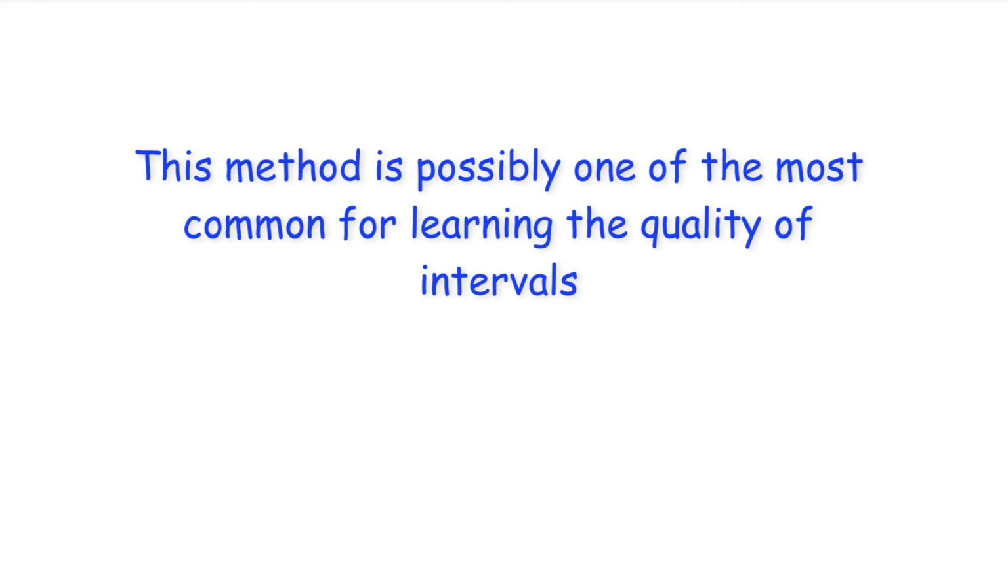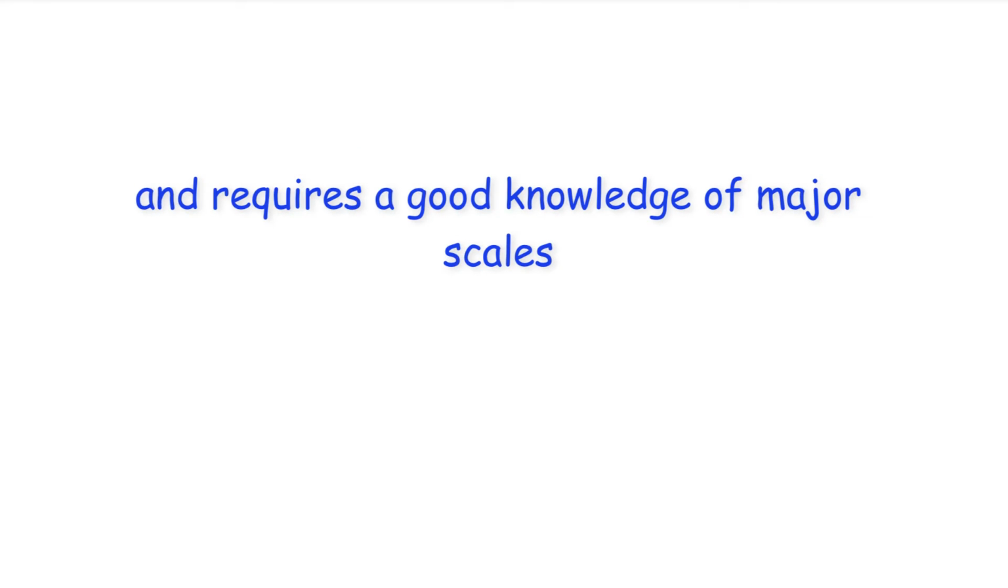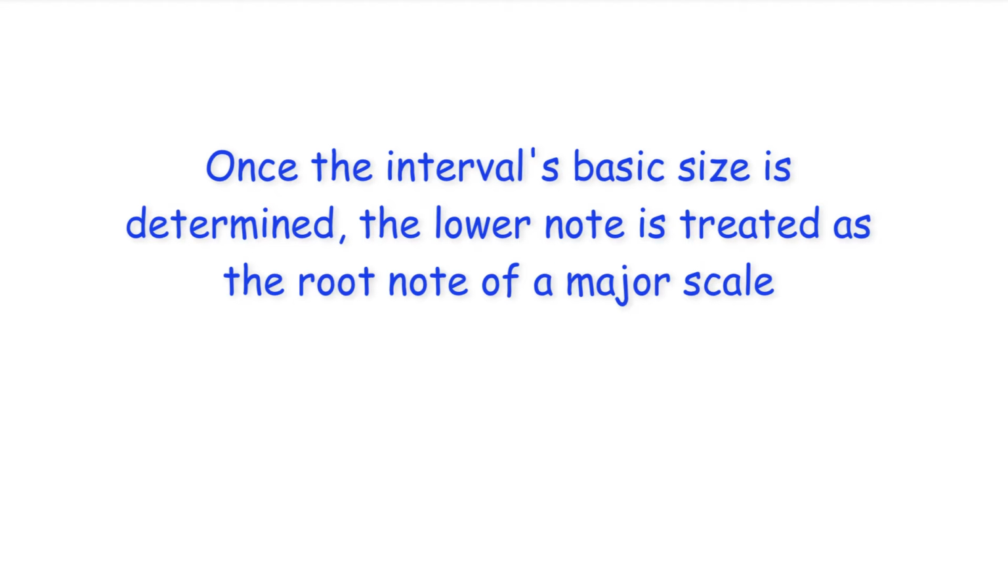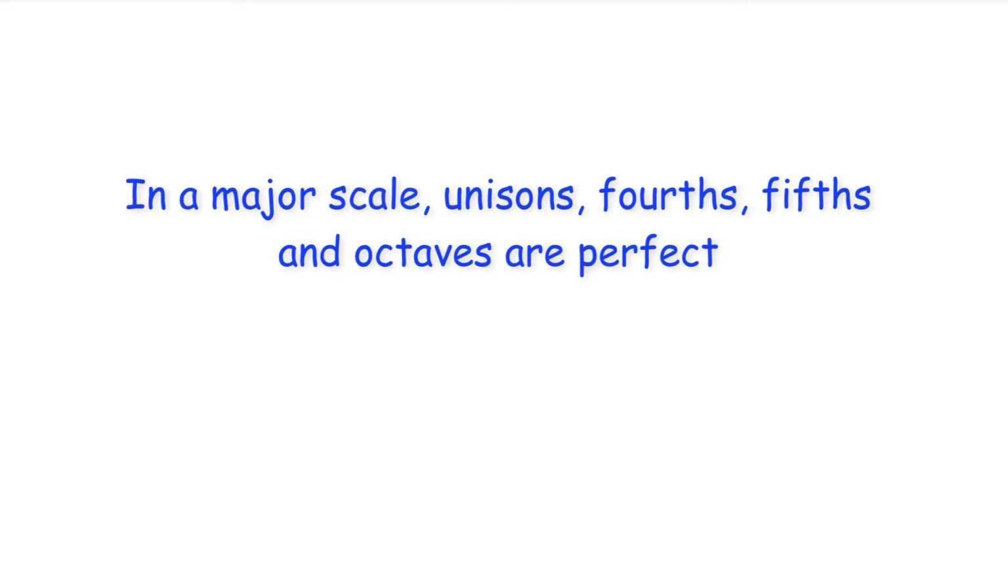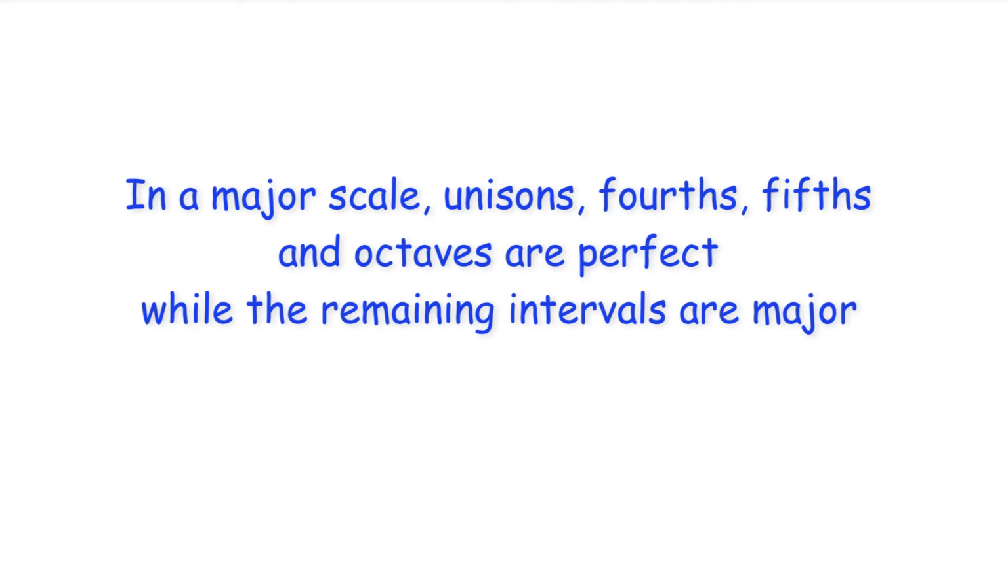Although there are several methods used to determine the quality of an interval, here I will only be looking at one. This method is possibly one of the most common for learning the quality of intervals and requires a good knowledge of major scales. Once the interval's basic size is determined, the lower note is treated as the root note of a major scale. If the upper note is present in this major scale, the note will form either a major or perfect interval. In a major scale, unisons, fourths, fifths, and octaves are perfect, while the remaining intervals are major.